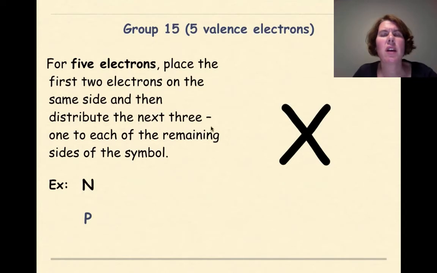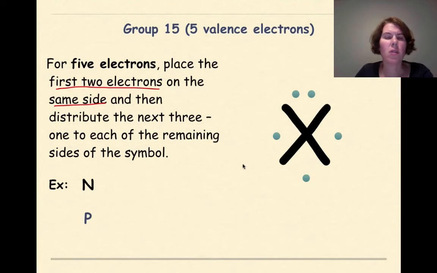Group 15. Group 15 is going to have 5 valence electrons. For 5 valence electrons, place the first 2 electrons on the same side, then distribute the next 3, 1 to each of the remaining sides of the symbol. So with X, I'm going to have 1, 2, 3, 4, 5. So 1 filled side and the other 3 distributed, 1 to each side of the symbol.